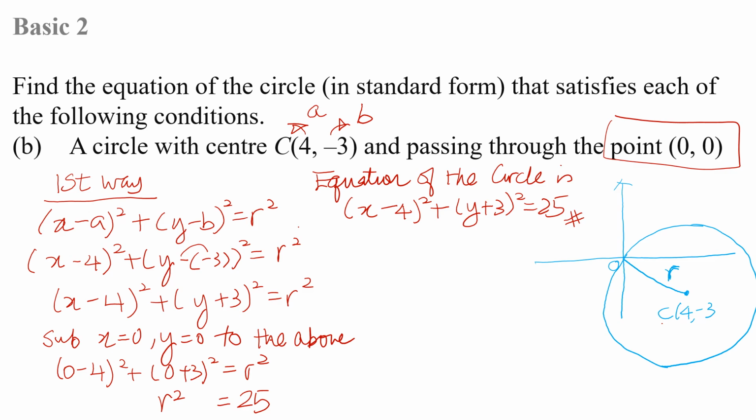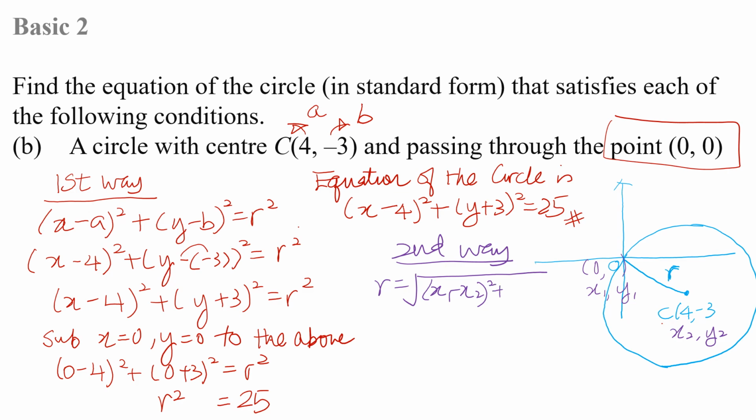The second way of doing it is right from this diagram here. We understood that to find the radius of the circle, you just have to use the distance formula. So we just label this as x1, y1, and this as x2, y2. Then you can find the radius using your distance formula, which is the square root of (x1 minus x2) squared plus (y2 minus y1) squared. Okay, so just substitute inside there.